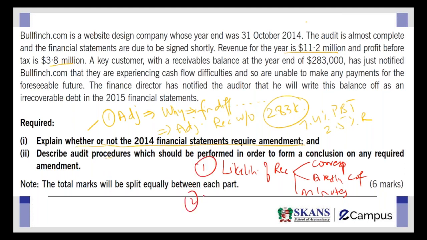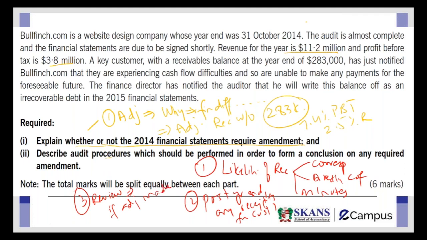Plus, I could be looking at post year end, any receipts from this customer, from this particular customer. And the easy one, whenever you're making an adjustment, you can always talk about review your ledgers or journals to see if adjustment has been made.